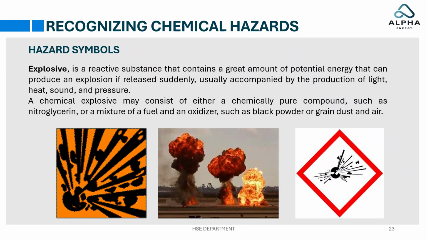Explosive is a reactive substance that contains a great amount of potential energy that can produce an explosion if released suddenly, usually accompanied by the production of light, heat, sound, and pressure. A chemical explosive may consist of either a chemically pure compound, such as nitroglycerin, or a mixture of a fuel and an oxidizer, such as black powder or grain dust in air.